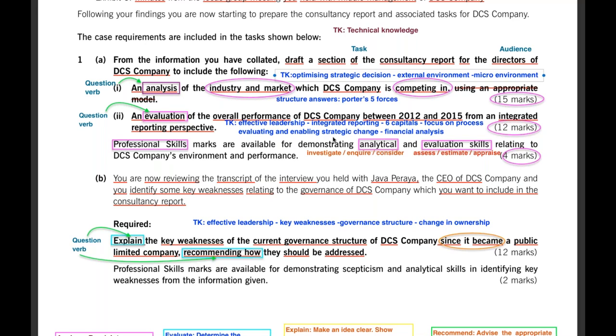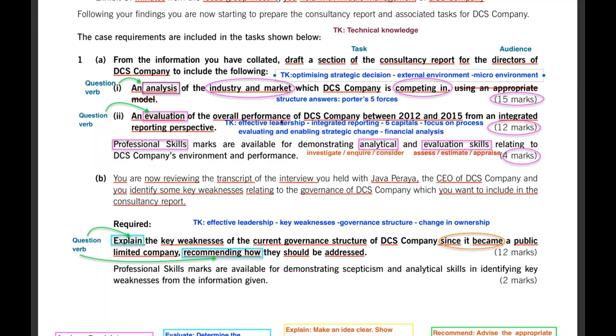The next part you're going to have here is an evaluation of the overall performance of DCS company between 2012 and 2015 from an integrated reporting perspective. So the technical knowledge we are talking about is integrated reporting. At the back of your head, integrated reporting, you may have the 6 capitals. Remember these 6 capitals focus on the process, not the products. So the report is focusing on the process and not the products.